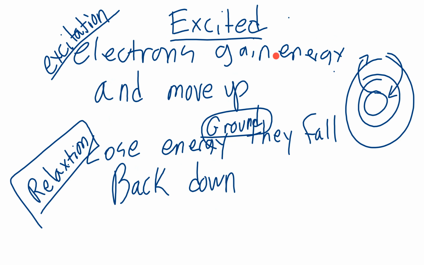When electrons gain energy and move up to a higher orbit, we call that the excited state. And we could call the process excitation. We're exciting the electrons. Now, when those electrons lose that extra energy and fall back down to the ground level, we call that relaxation.